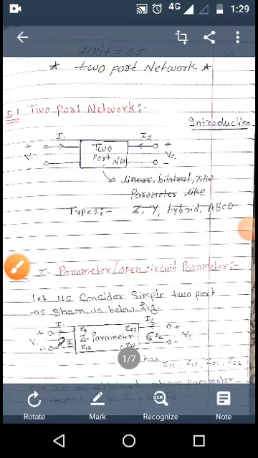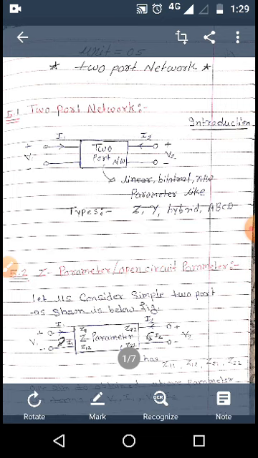Today we will start two-port networks. Before starting, first understand what a port is, or two-port. Suppose you are considering any type of network, and that network has input and output terminals. It means the network is considered a two-port network, as shown in the figure below.